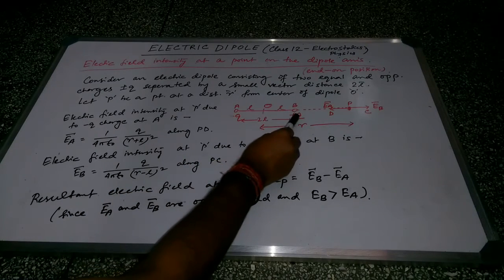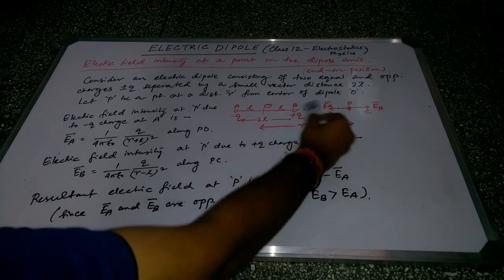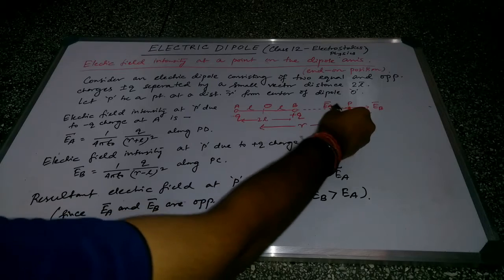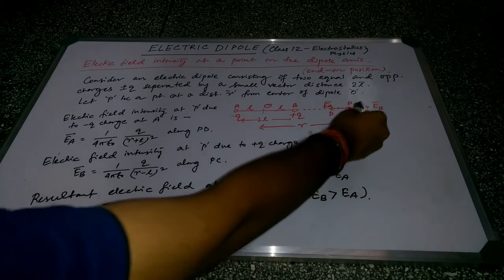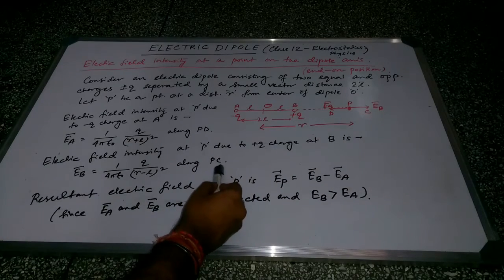So this is a positive charge and there is a unit positive test charge placed over here. So these two will repel each other. So EB, the electric field due to this charge, will act away from it. So it will repel. So it will act along PC.